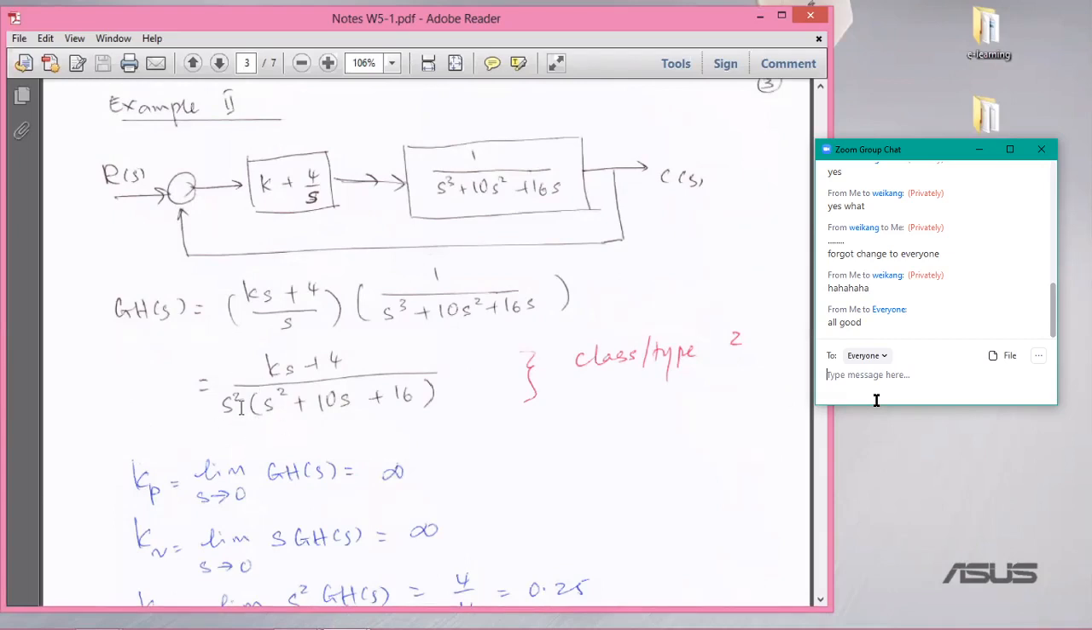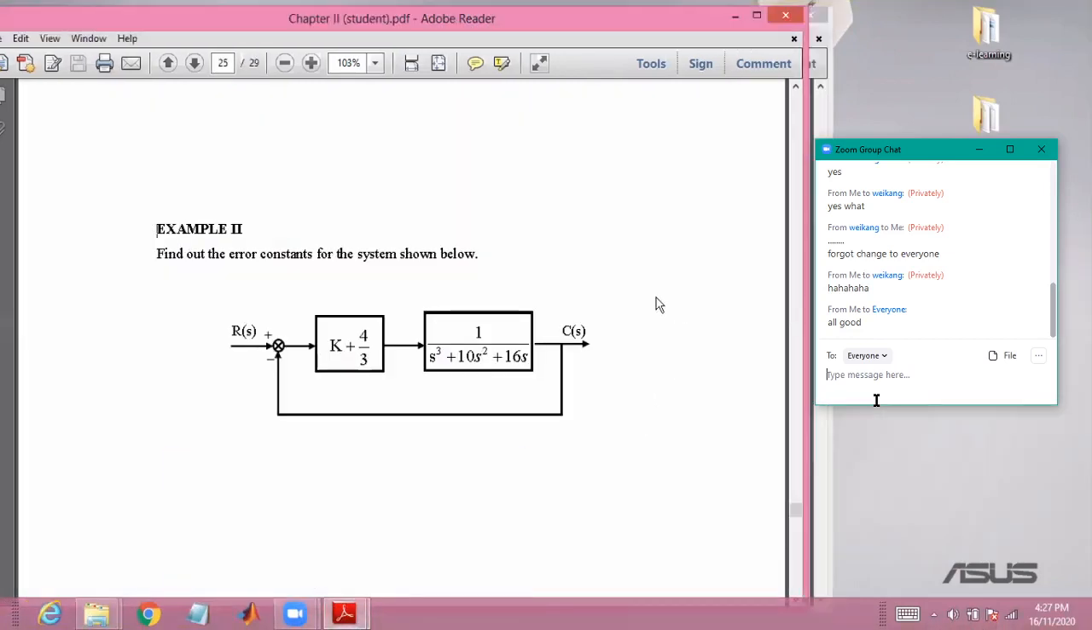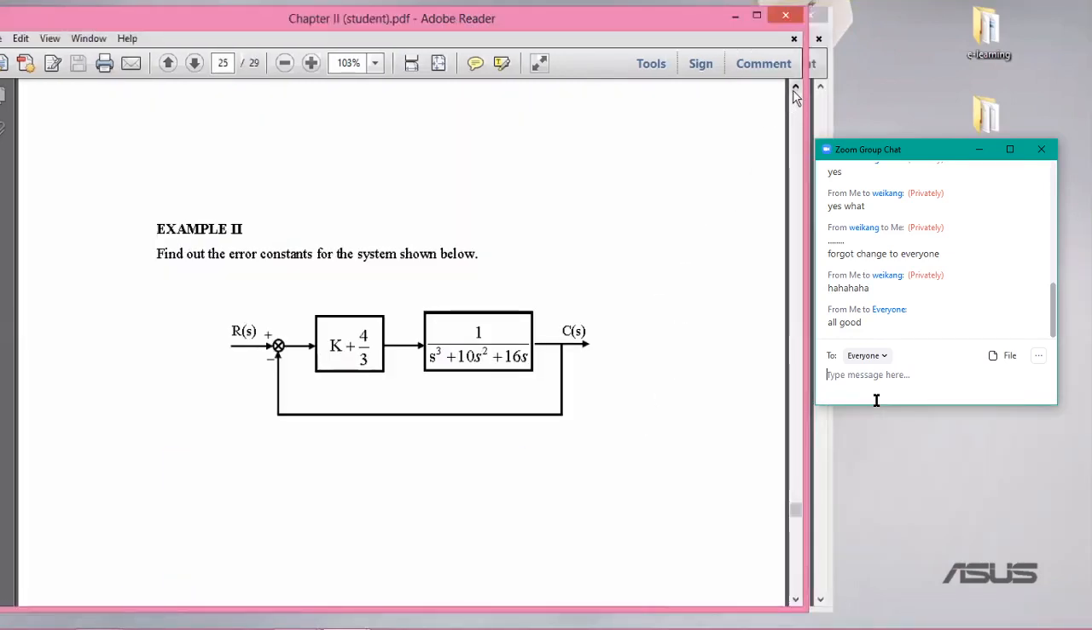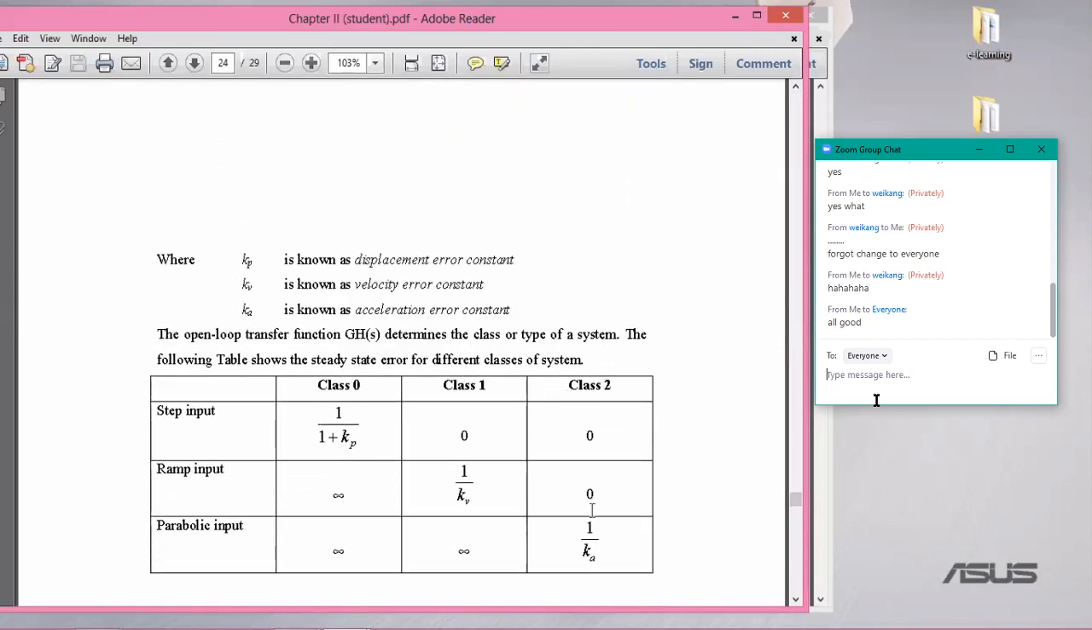S raised to the power of 2. This is type or class 2. Okay, so if you go back to the table for type 2 system, this is class 2, you're going to have 0 steady state error for step input, 0 steady state error for ramp input, and you have some value of steady state error for parabolic input. We can go ahead and evaluate the error constants Kp, Kv, and Ka.